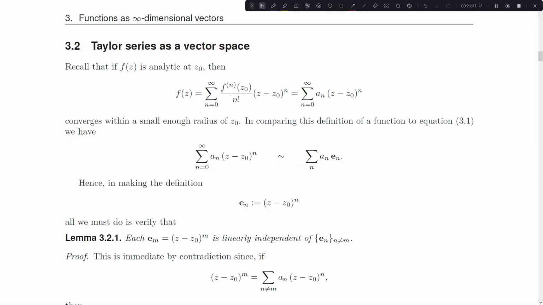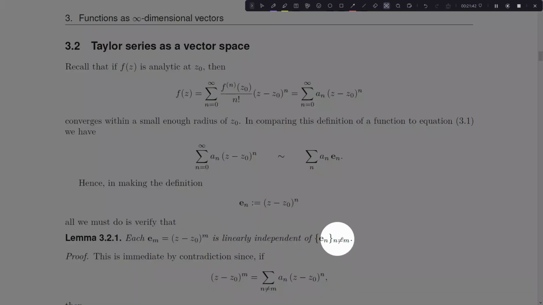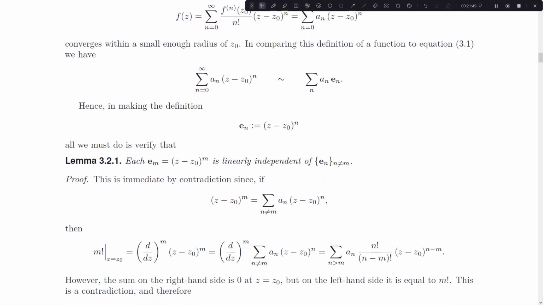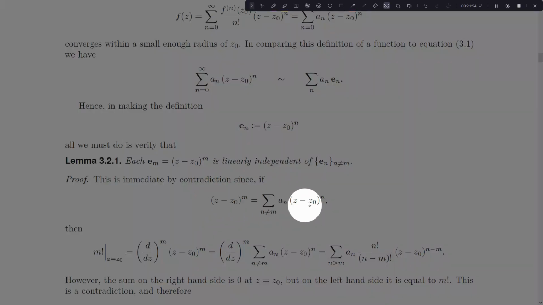I have a lemma here that proves every single one of these basis elements is in fact linearly independent of the rest of them. And we can prove that relatively easily by trying to form one basis element out of coefficients of the other basis elements. If I just move this term to the left-hand side, that would say that there's a non-trivial linear combination of basis elements that's equal to 0. So this is equivalent to showing linear independence if I can force all of the a sub n's to be 0, or I get a contradiction. So I'm just going to assume that this is true.